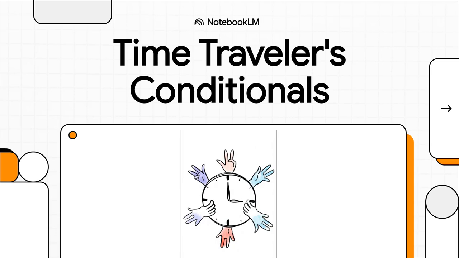All right, let's talk about time travel. No, not with some fancy machine, but with grammar. That's right. Today, we're diving into the secret time machine that's built right into the English language. We're talking about unreal conditionals.